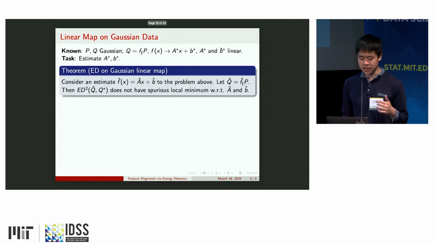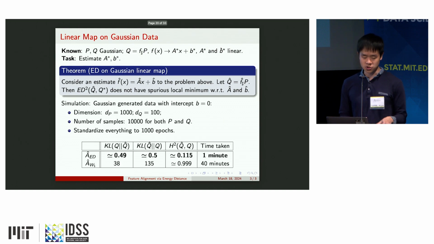We showed that in this setting, the energy distance of Q hat and Q star, which is the ground truth versus what we predict, does not have a spurious local minimum with respect to A hat and B hat. Meaning that if A hat and B hat is indeed a local minimum, it is also a global minimum, which also means that Q hat and Q star are going to be the same.